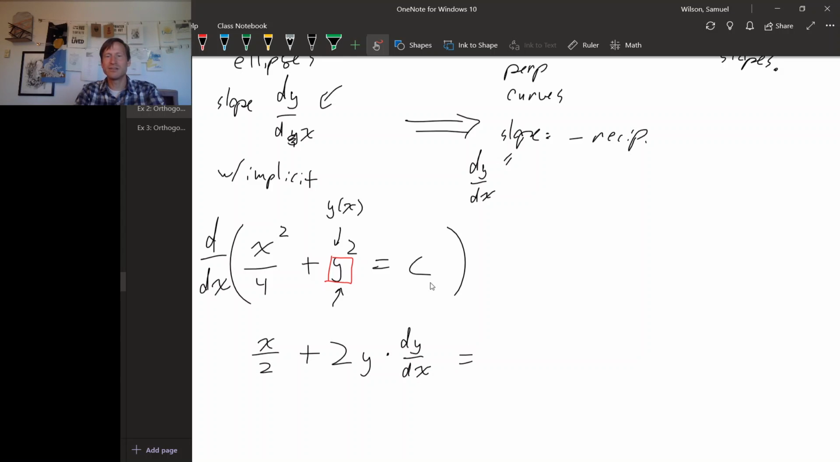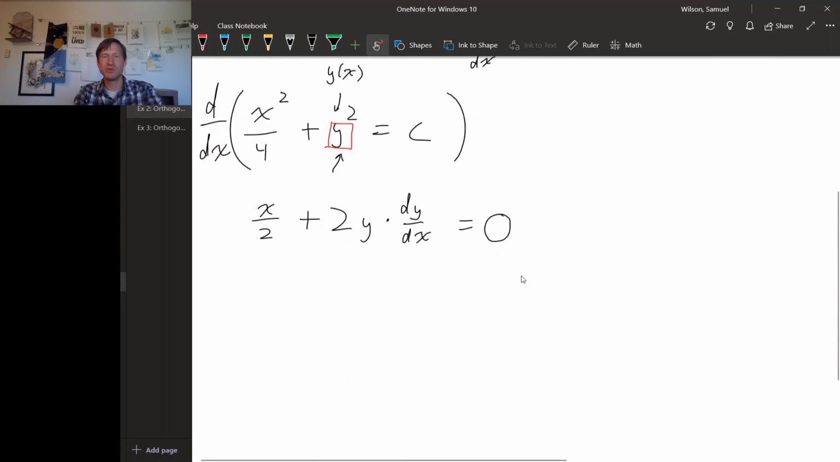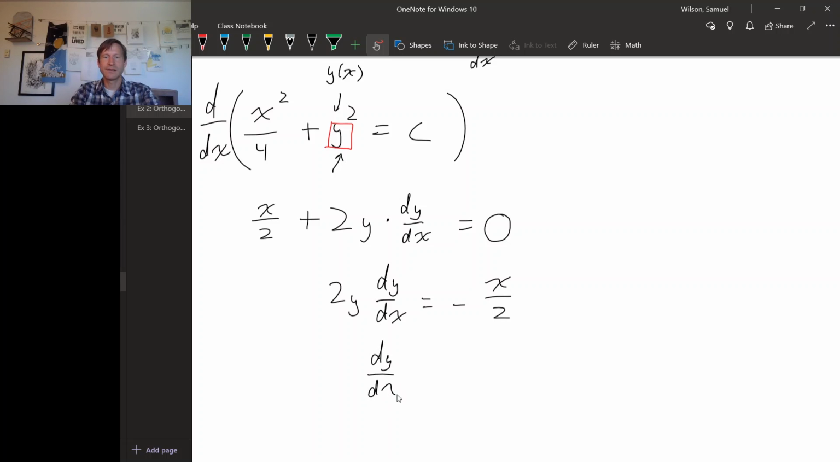Then on the right-hand side, the derivative of c, well, remember, c is a constant, and so its derivative is 0. Okay, now we can solve this equation for dy/dx. Just move the x over 2 to the right: 2y dy/dx equals negative x over 2. And then to finish solving for dy/dx, divide by 2y. So dy/dx equals minus x over 4y. Okay, and this is for the ellipses.